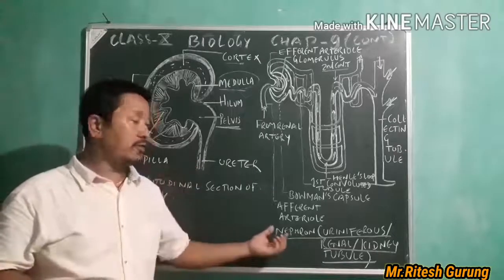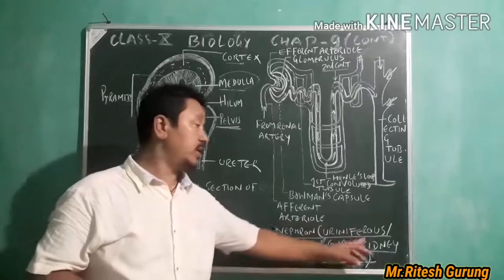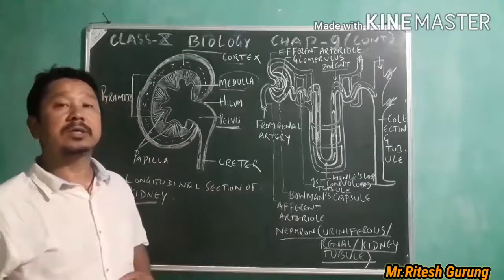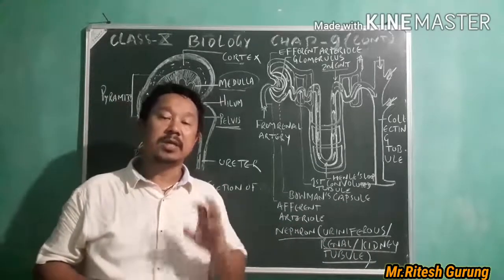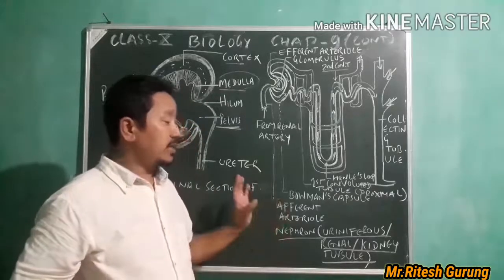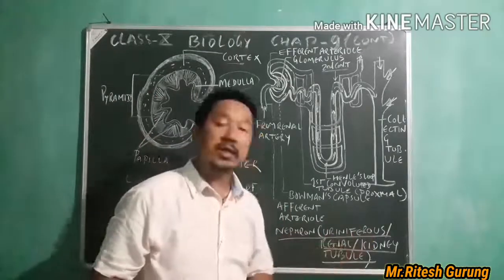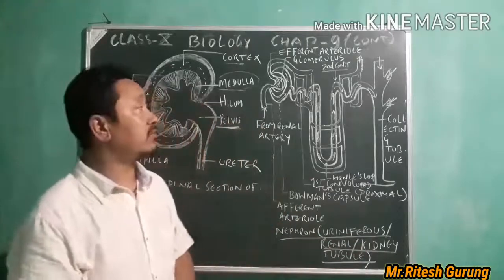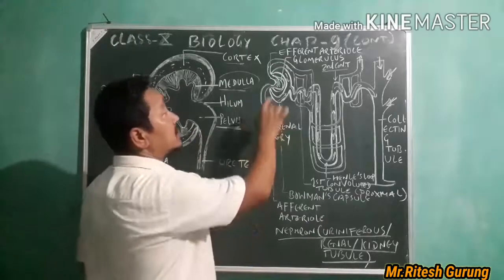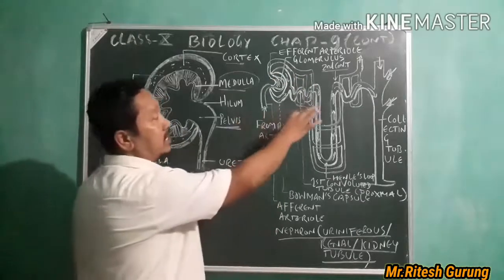This kidney is composed of a number of nephrons, or uriniferous tubules, or renal tubules, or kidney tubules. This nephron is called the structural and functional unit of the kidney. Let's talk about the internal structure of the nephron, which is the structural and functional unit of the kidney. Each nephron consists of different parts shown here in the diagram. It is a very complicated diagram.